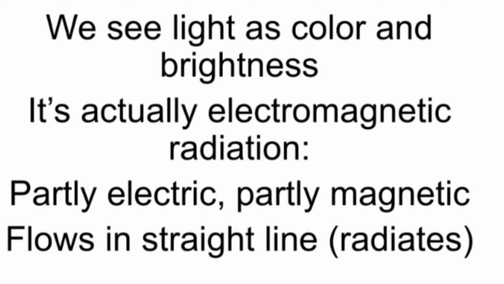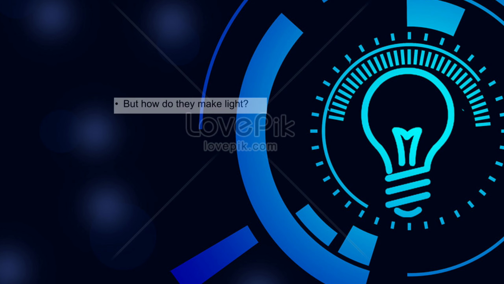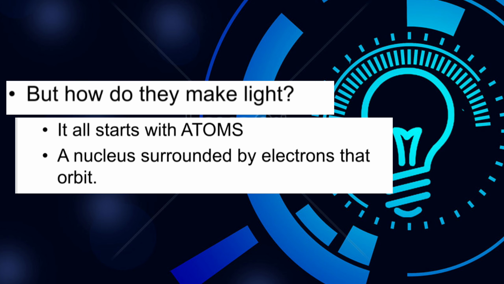Now that I have given the brief introduction of the lesson, let me ask this question. What is light? We see light as colors and brightness. It's actually electromagnetic radiation, partly electric, partly magnetic, and it flows in a straight line and radiates. There are also questions like, where does light come from? First, it comes from the sun and stars. But how do they make light? It all starts with atoms, a nucleus surrounded by electrons that orbit. Let's discuss one by one some of the important points for us to better understand what light is.